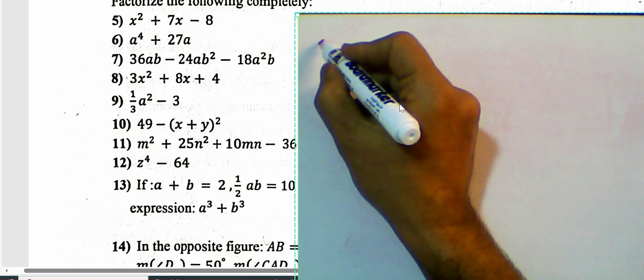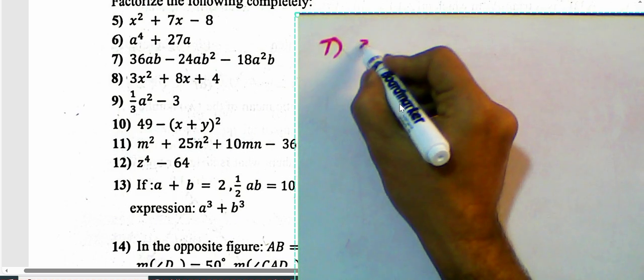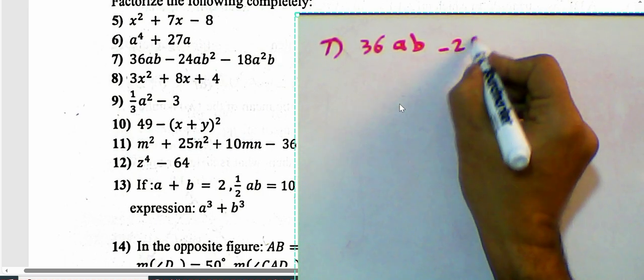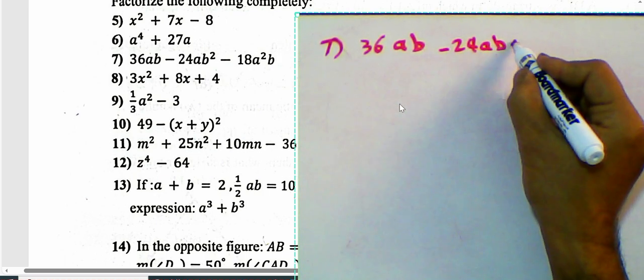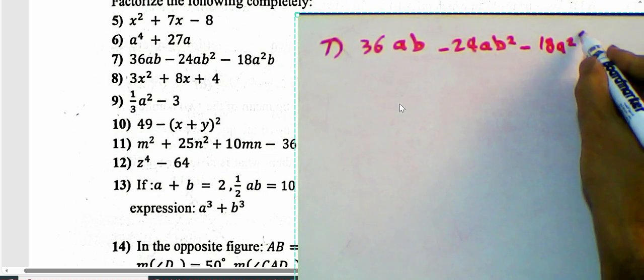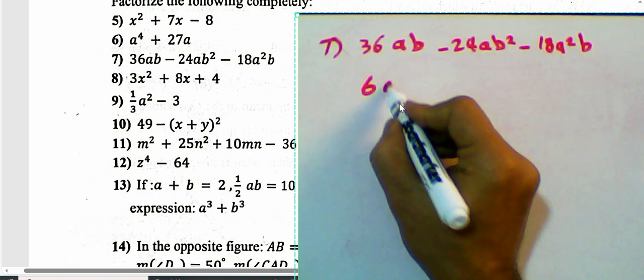We have question number what? Number 7. We have 36 ab, subtract 24 ab power 2, subtract 18 a power 2 b. We can write 6 as the highest common factor and a also and b.